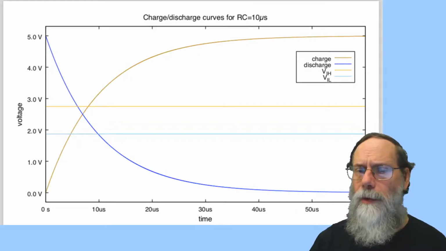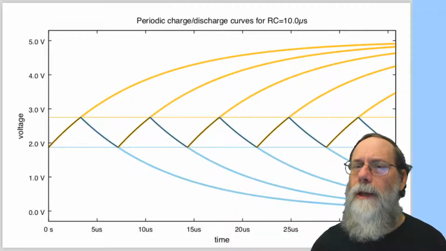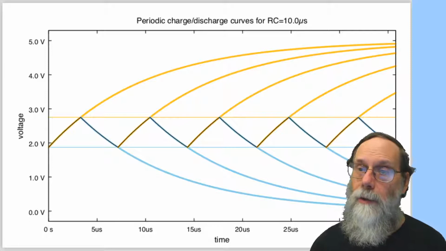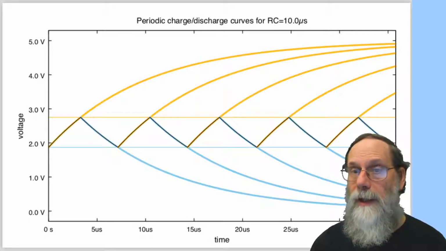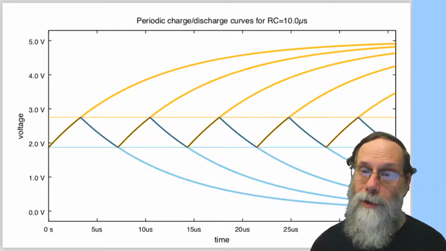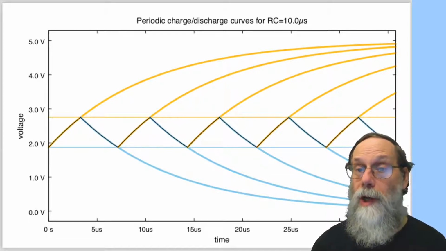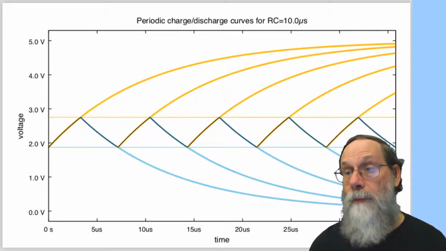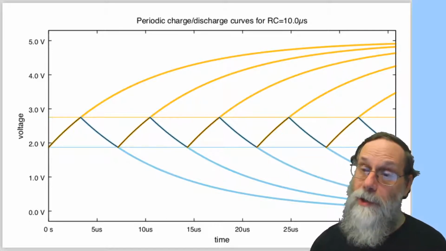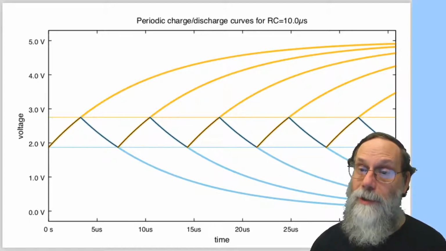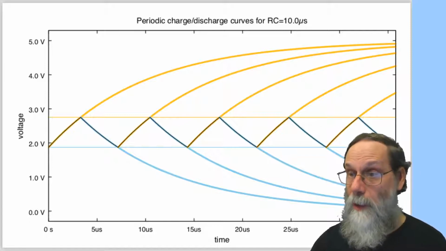So let's take a look at what that looks like here. Here I've drawn the charging and discharging curves, and between the two thresholds is the waveform that we actually get. It charges from the low threshold up to the high threshold, then the output switches and we discharge from the high threshold down to the low threshold, which means the output changes to high, and we start charging again. And then hit the threshold, switch the output to low and start discharging, and so on back and forth.